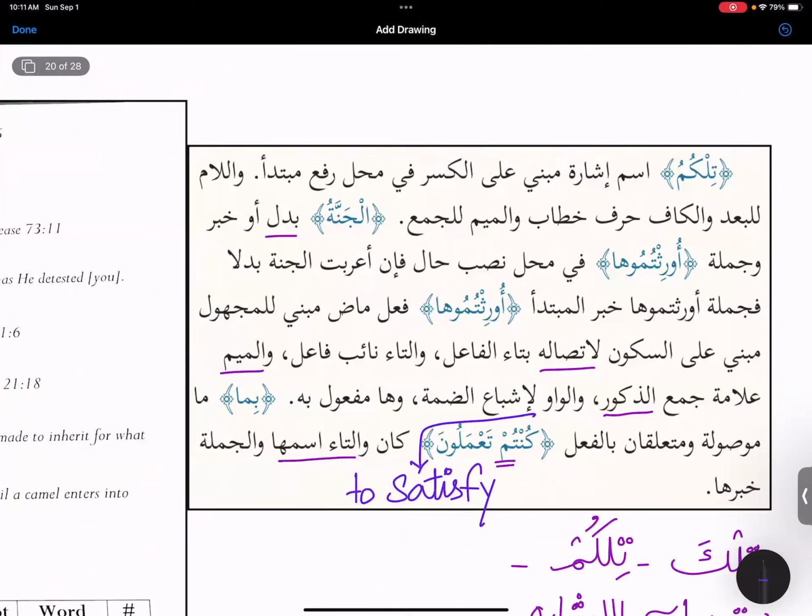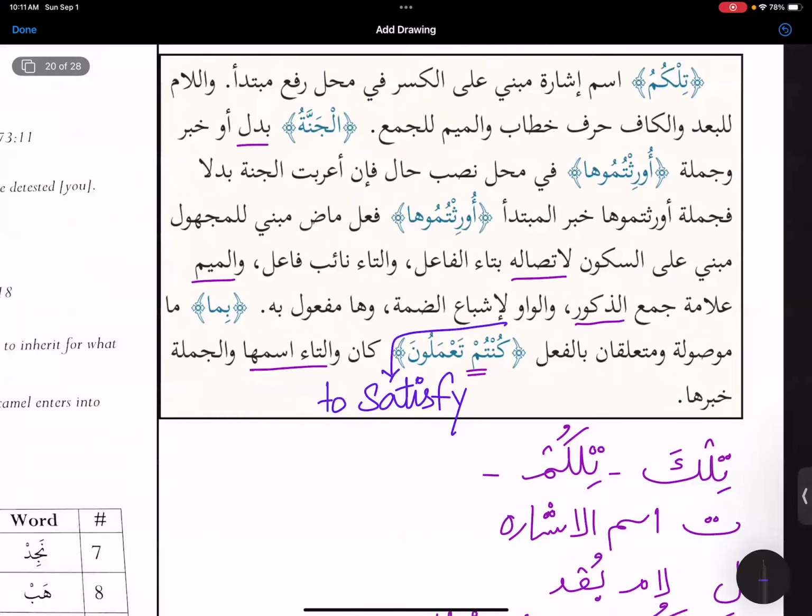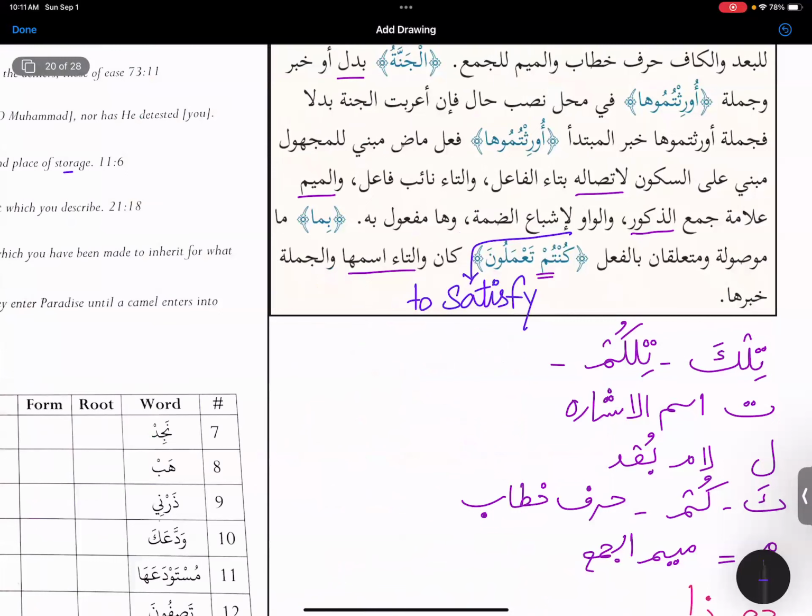Tilkum. Tilkum is Ismul Ishara Mabni Ala Kasra Fi Mahalli Rafa Muktada over here. Okay, look at this one first. So tilka, we see tilka a lot of times in Quran Pak, but over here we are seeing tilkum. So actually, ta is ismul ishara. Only ta is ismul ishara, right? We say the whole tilka is ismul ishara. But actually, if we break down this tilka, ta is ismul ishara.